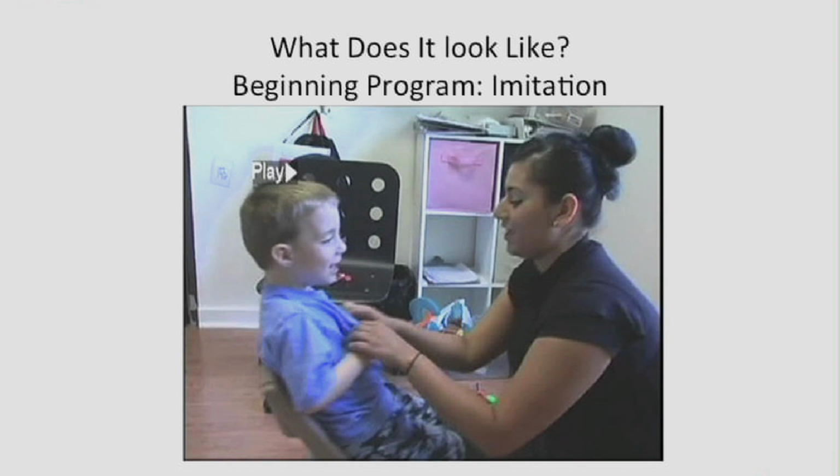So the skill that you're going to see worked on in this particular video segment is imitation. This little guy is learning how to imitate motor movements. And she's using a discrete trial teaching approach with him.